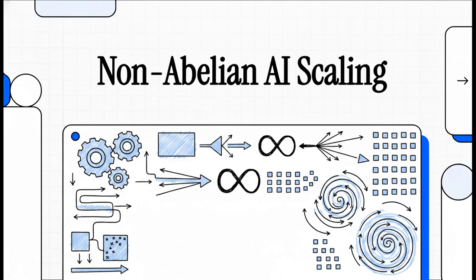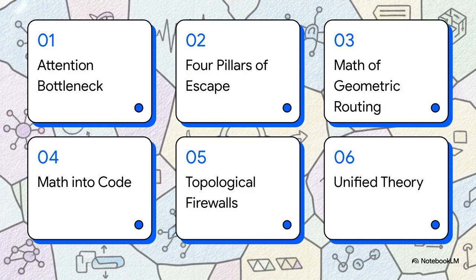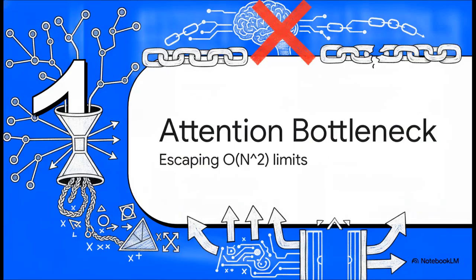What if we transition away from flat, linear context windows entirely and move towards non-local geometric routing matrices by tapping into arithmetic group actions? So here's our roadmap for today. We'll quickly move through 1. Escaping the attention bottleneck. 2. The 4 pillars of escape. 3. The math of geometric routing. 4. Translating math into code. 5. Topological firewalls and stability. And finally wrap up with 6. A unified computation theory.